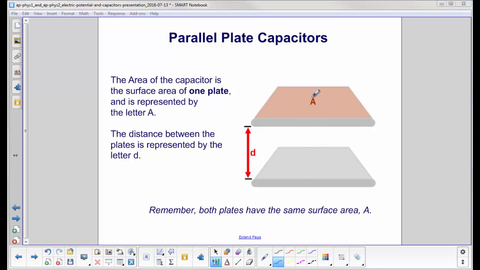The area of the capacitor is the surface area of one plate and is represented by the letter A. Both plates have the same area. Okay? The distance between the plates is represented by the letter D.